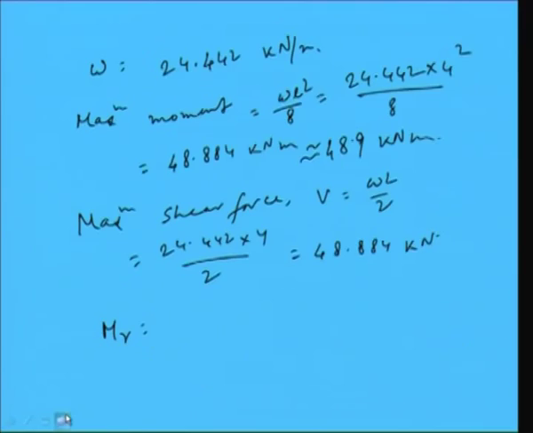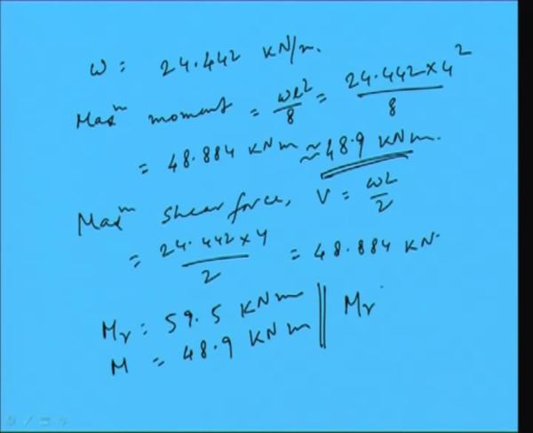So, what we are seeing here is that the moment of resistance we got is 59.5 kilonewton meter, and the moment developed is 48.9 kilonewton meter. That means the moment of resistance is greater than the developed moment. So, the design is safe, that means from the moment point of view, the section is okay. So, I think you have understood how to find out the appropriate section.